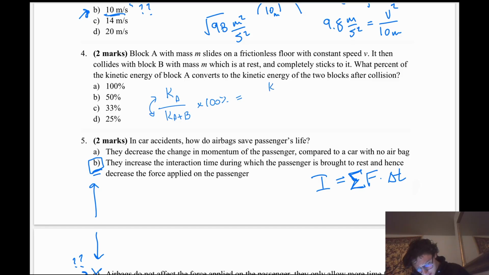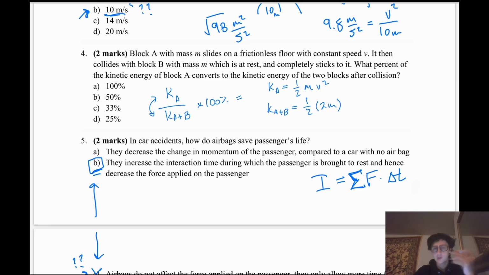And Ka is equal to 1/2 m a, M, and then v squared. So we have this, but we don't have v after. It then collides with block B with mass M, which is at rest. So Ka plus B, it was at rest, so now the masses are 2m. This is a little different here. This is the thing that might give us a 50% or something like that. And completely sticks to it. What percentage?